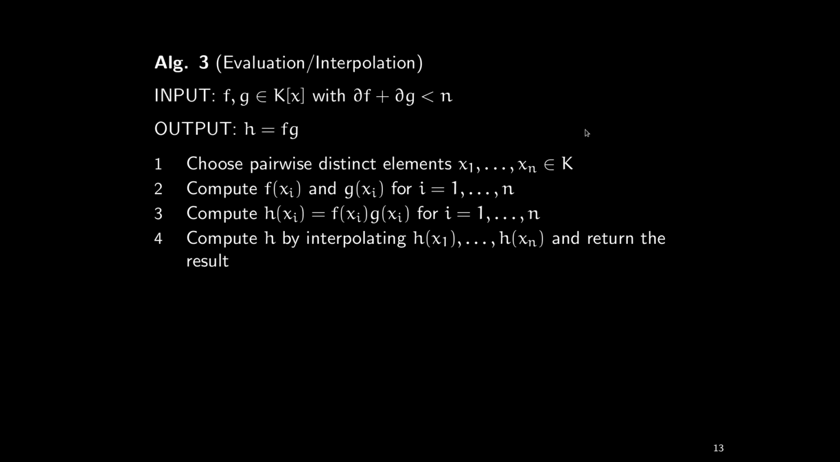So here's the same thing written down as an algorithm. f and g are input, h is the product, and at first I choose pairwise distinct elements from the field. Then I compute the values of f and g at each of these evaluation points. Then I multiply corresponding values to get the values of the product. And finally I interpolate these values of the product to get the coefficients of the product.